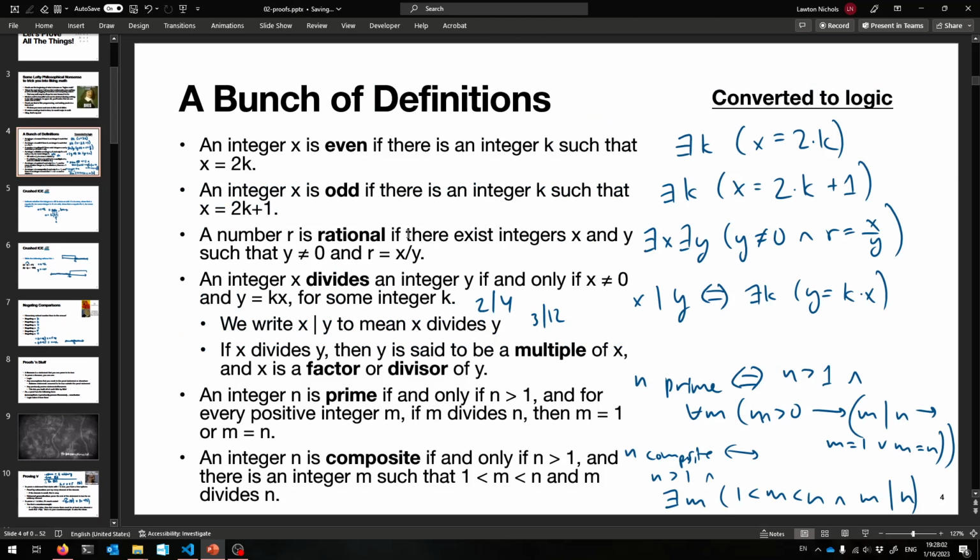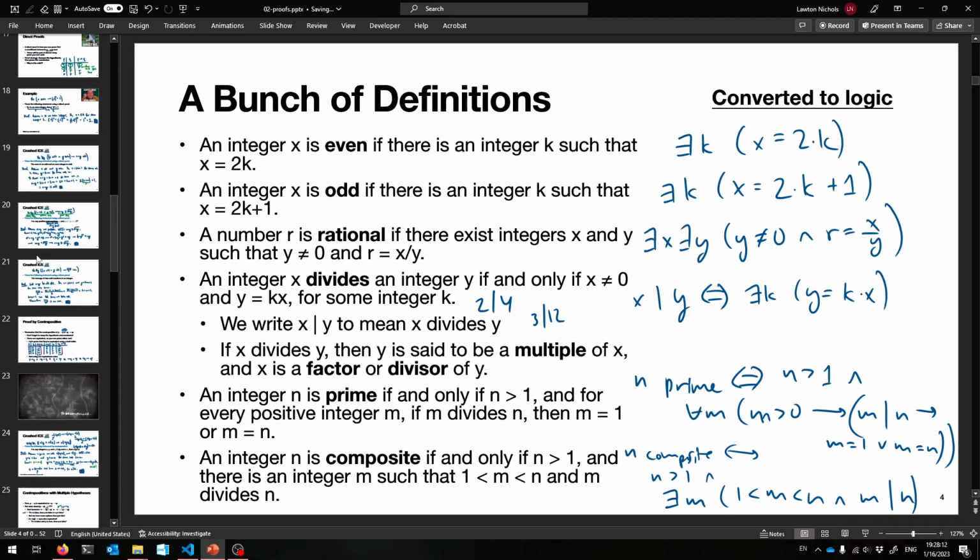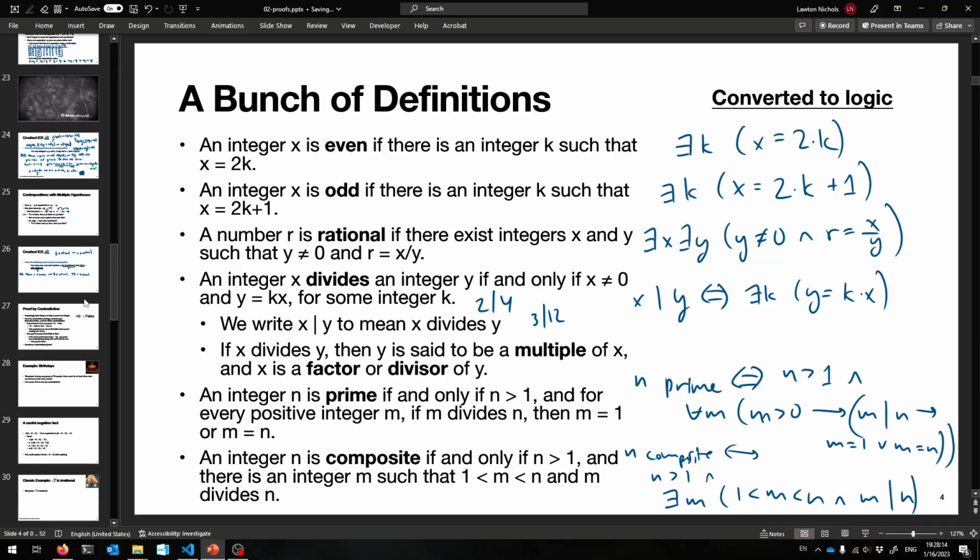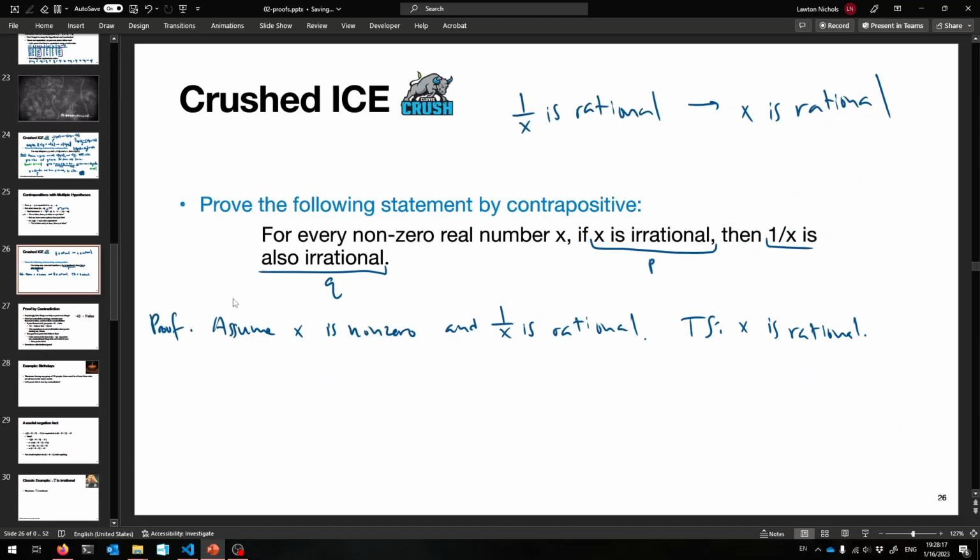If we know a number is rational, then there are two integers, x and y, such that y is not equal to 0, and x over y is equal to that original number. Okay? So that's how you can unpack rationality. You know that number is made up of two numbers, and it's a ratio of them.